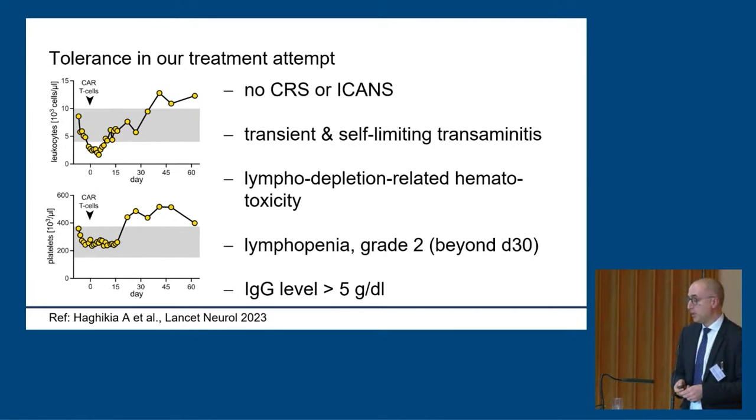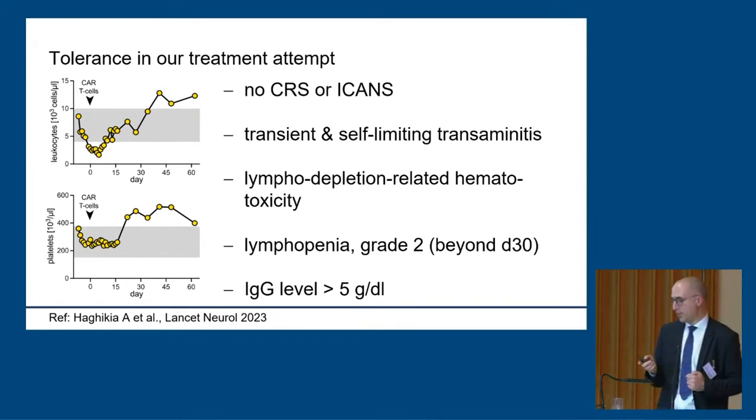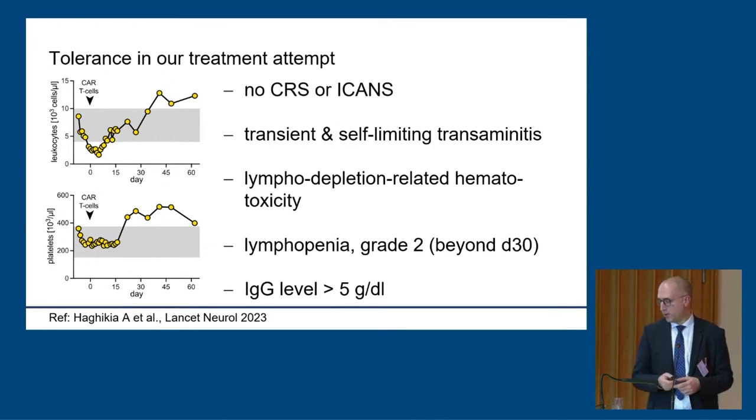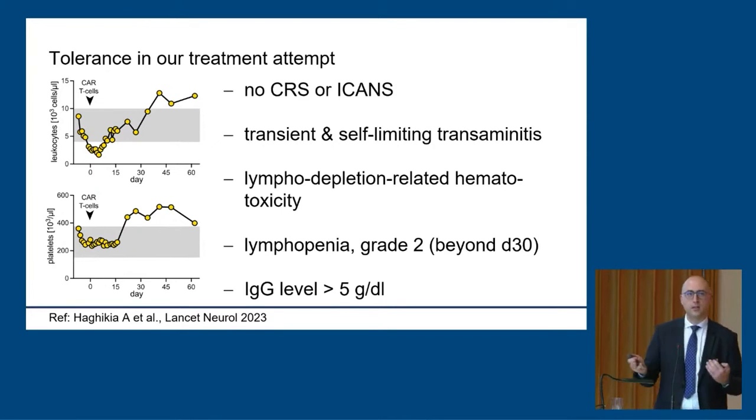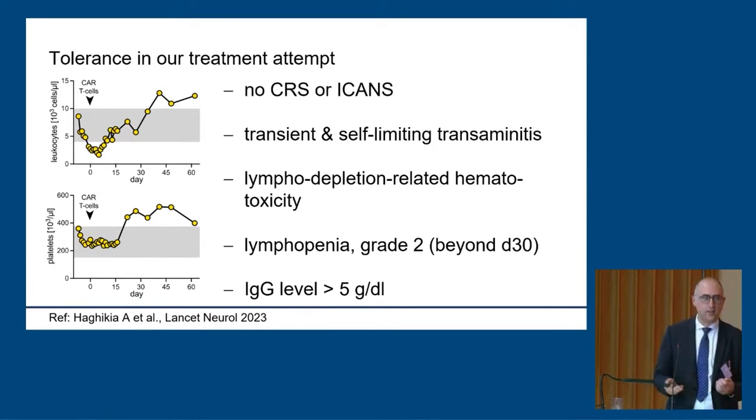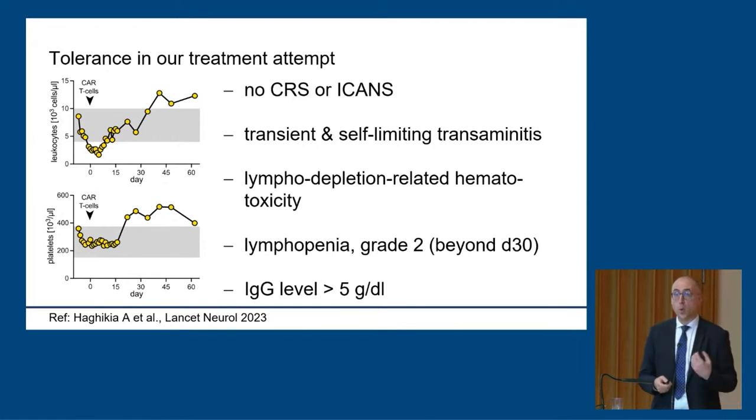And she developed a lymphopenia, which she maintained, a grade 2 lymphopenia. IgG levels were always over 5 grams per deciliter, which is nice. And actually, this patient also developed a COVID infection many weeks later, and she coped with it very well. You could say it is an adverse event, but of course, almost everybody in the room developed a COVID infection. On the other side, it's good to see that she just needed some fluids to get over it, and that's it. So her immune system was coping very well with this infection.